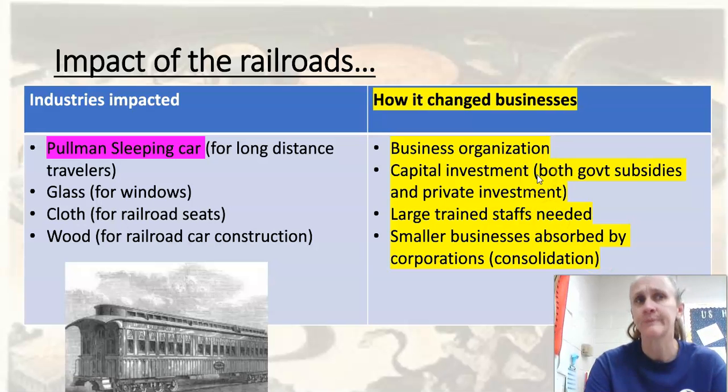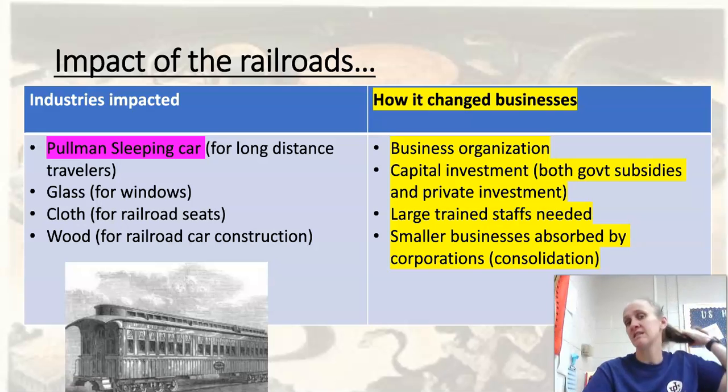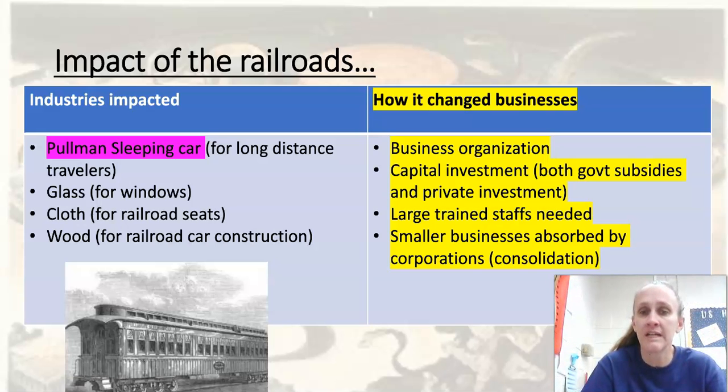Capital investment. Capital is money, and you need to invest your money in these businesses because when you're building these businesses on such a big scale, these big corporations, you need a lot more money. You need more investors. So you're going to get private investors, but you're also going to get money from the government. That's this word subsidies. The government's going to give you a subsidy, or a little bit of money, to supplement what you need to get your business up and running.